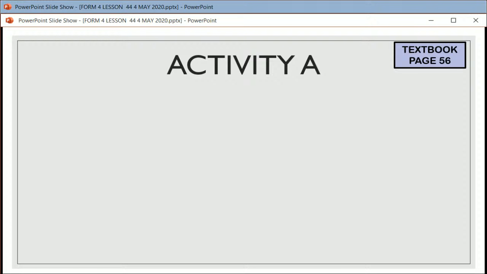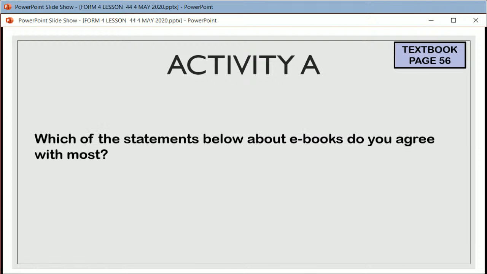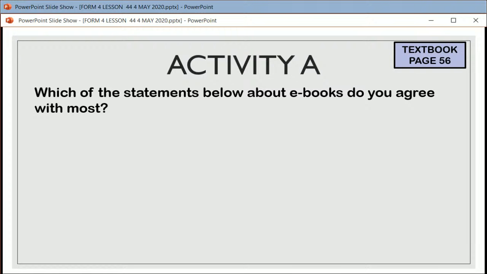Now in your textbook, this is on textbook page 56. In activity A, they ask you which of the statements below about ebooks. I'm sure you know what ebooks are, right? Because we have done it in the speaking lesson. I've not been able to check your speaking task for those who have submitted, because I'm also working around the clock. I need to sometimes take a break. So I will check your speaking task when I get the time. So don't worry about it.